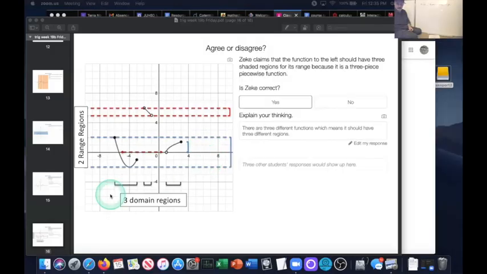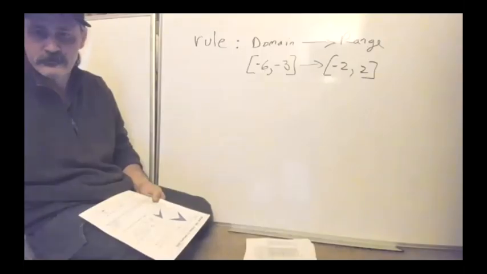Okay, so with this first domain interval, we have from -6 to -3, and notice we have the closed circles, so that means we'll use the brackets. And so that domain interval maps to the range of this left piece, which should be from -2 to 2. And again, those are valid values, so we will once again use the brackets. So we'll have something like that.